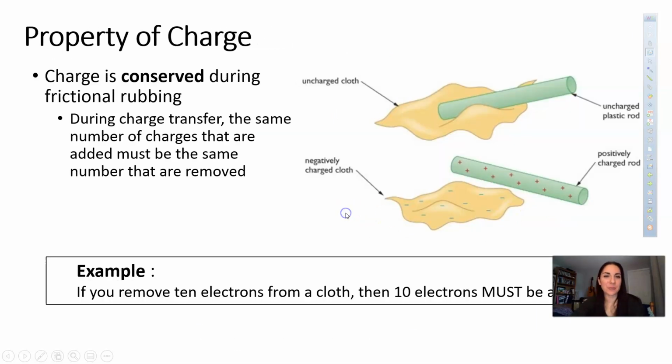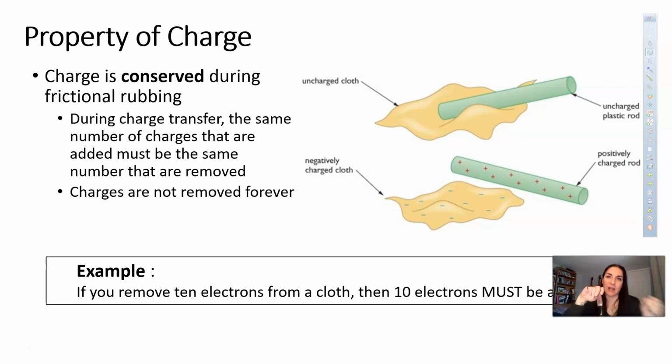But anyway, something that's really important is that the property of charge is that it's conserved during frictional rubbing. In other words, if exactly 10 electrons are removed from the rod, then exactly 10 electrons are gained. So there's no loss of charge, there's no generation of charge, which also means that if I take an object and try to charge it, let's take my lipstick, and I take a cloth and rub it, I can only rub it so much before all the charges come off. I can't rub this forever and expect more and more charge to come from this.